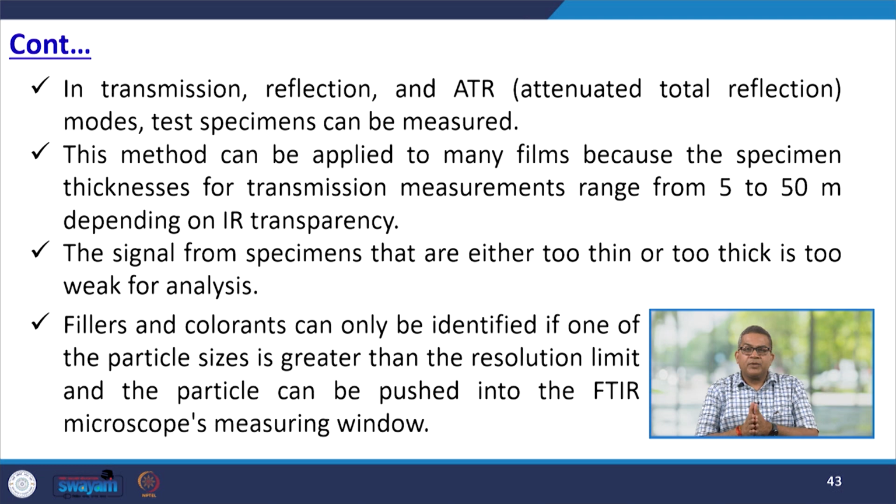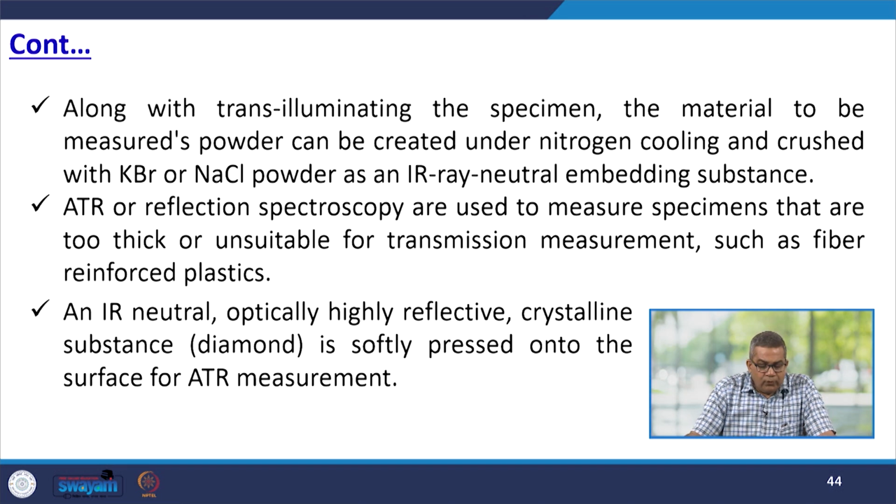Now, in transmission, reflection, or the attenuated total reflection or ATR modes, the test specimen can be measured. This method can be applied to many films because the specimen thicknesses for transmission measurement range from 5 to 50 micrometers depending upon the IR transparency, and the signal from specimens that are either too thin or too thick is too weak for analysis. The fillers and colorants can only be identified if one of the particle sizes is greater than the resolution limit, and the particles can be pushed into the FTIR microscope's measuring window. Along with trans-illuminating the specimen, the material to be measured can be powdered under nitrogen cooling and crushed with KBr or NaCl powder as an IR ray neutral embedding substance.